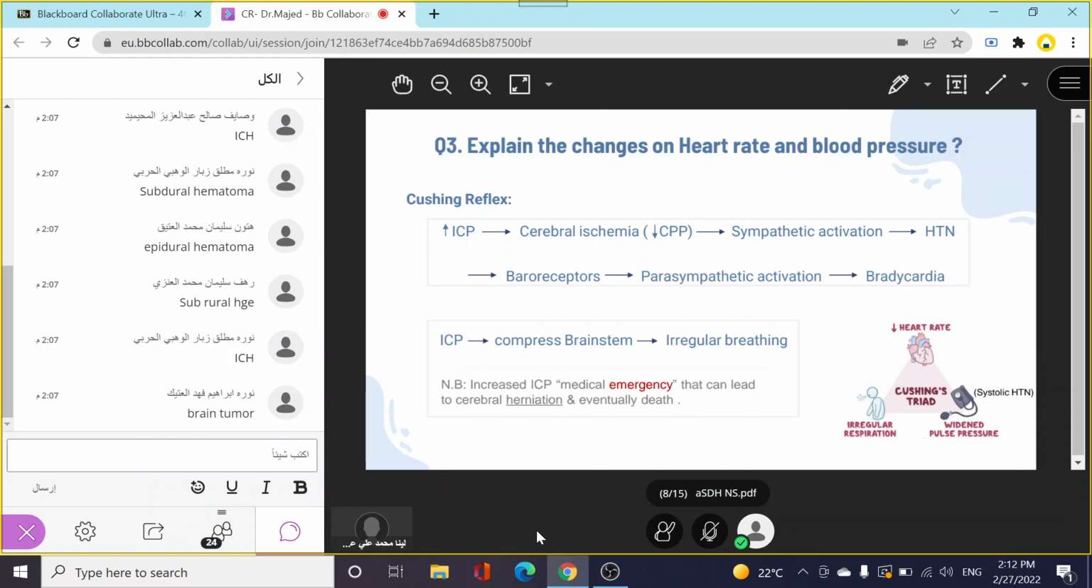So an important thing to know here is that the increased intracranial pressure is a medical emergency that can lead to cerebral herniation and eventually death. So that's why we should treat it as soon as possible or immediately.